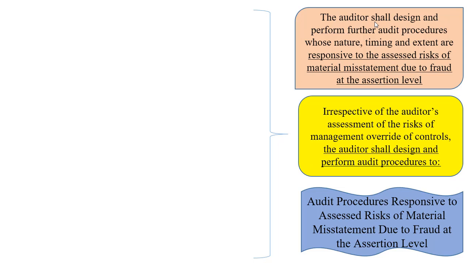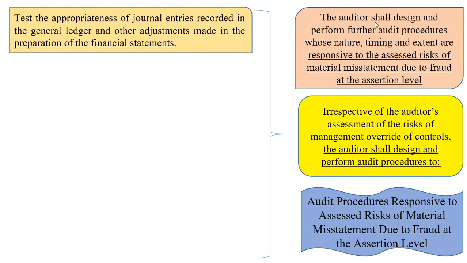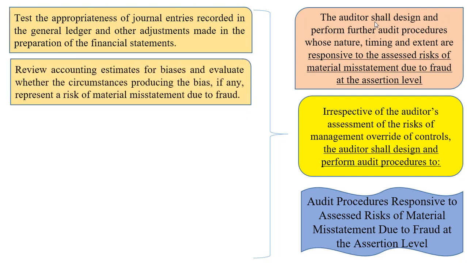Irrespective of the auditor's assessment of risk of management override of controls, the auditor shall design and perform audit procedures to test the appropriateness of journal entries recorded in the general ledger and other adjustments made in the preparation of financial statements, review accounting estimates for biases, and evaluate whether the circumstances producing the bias, if any, represent the risk of material misstatements due to fraud.